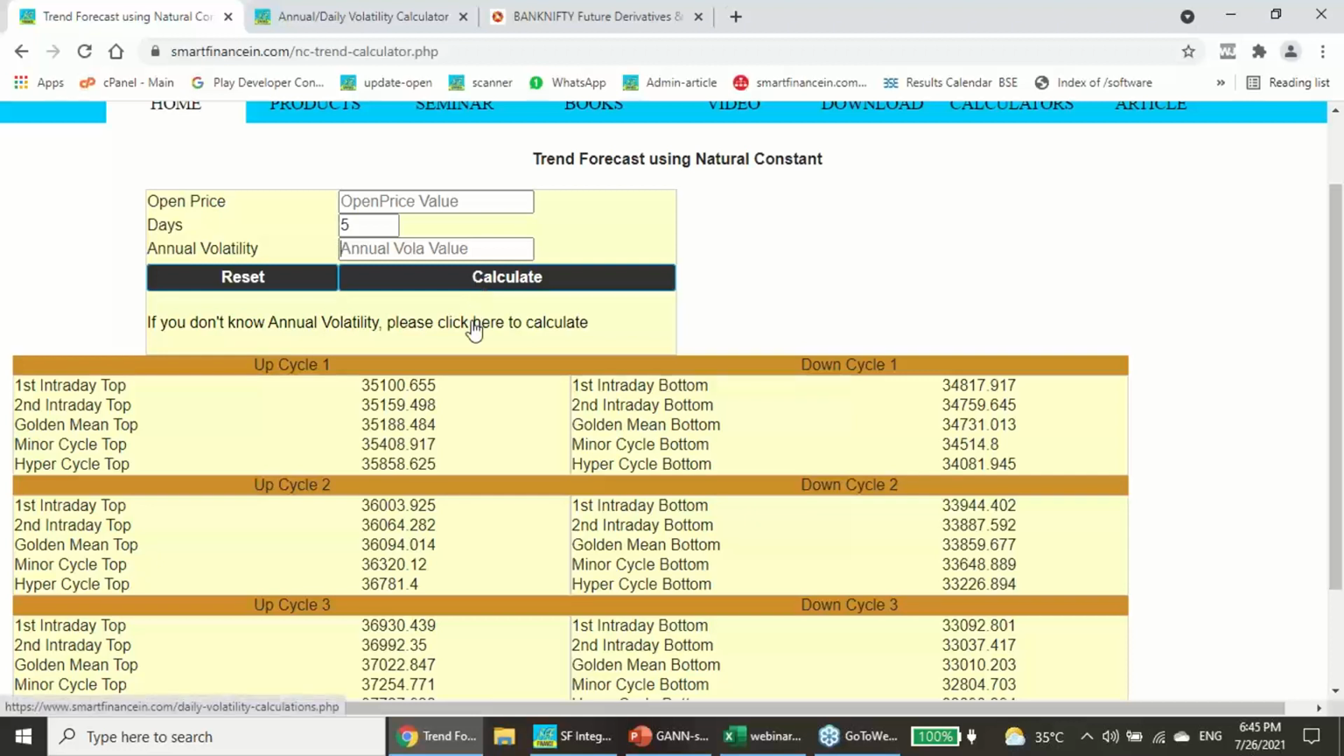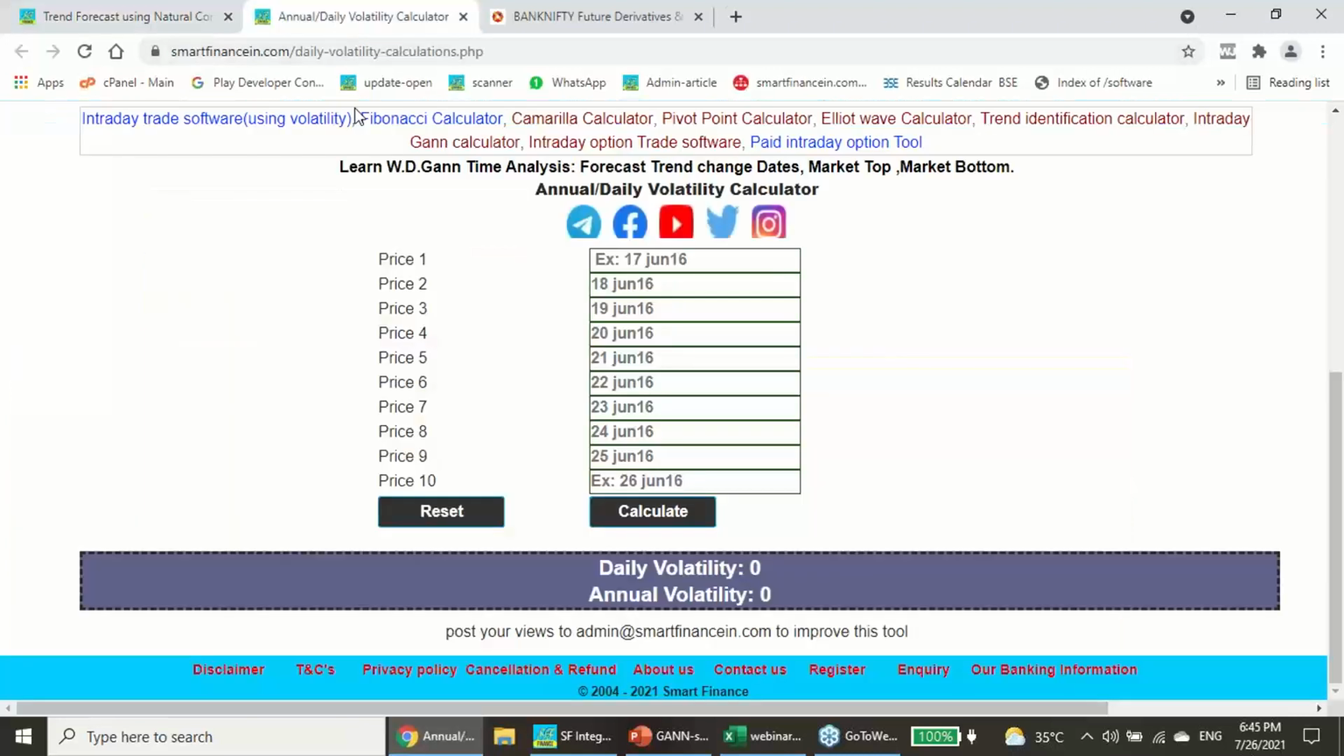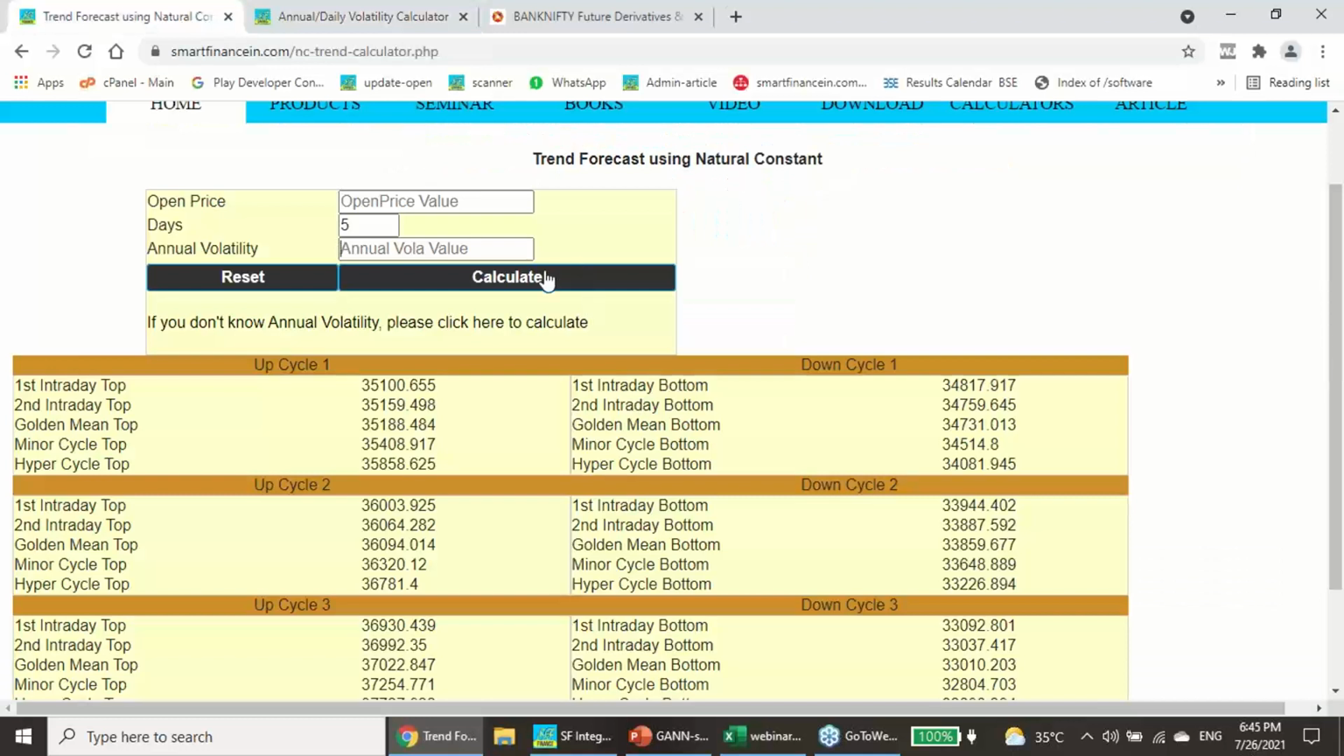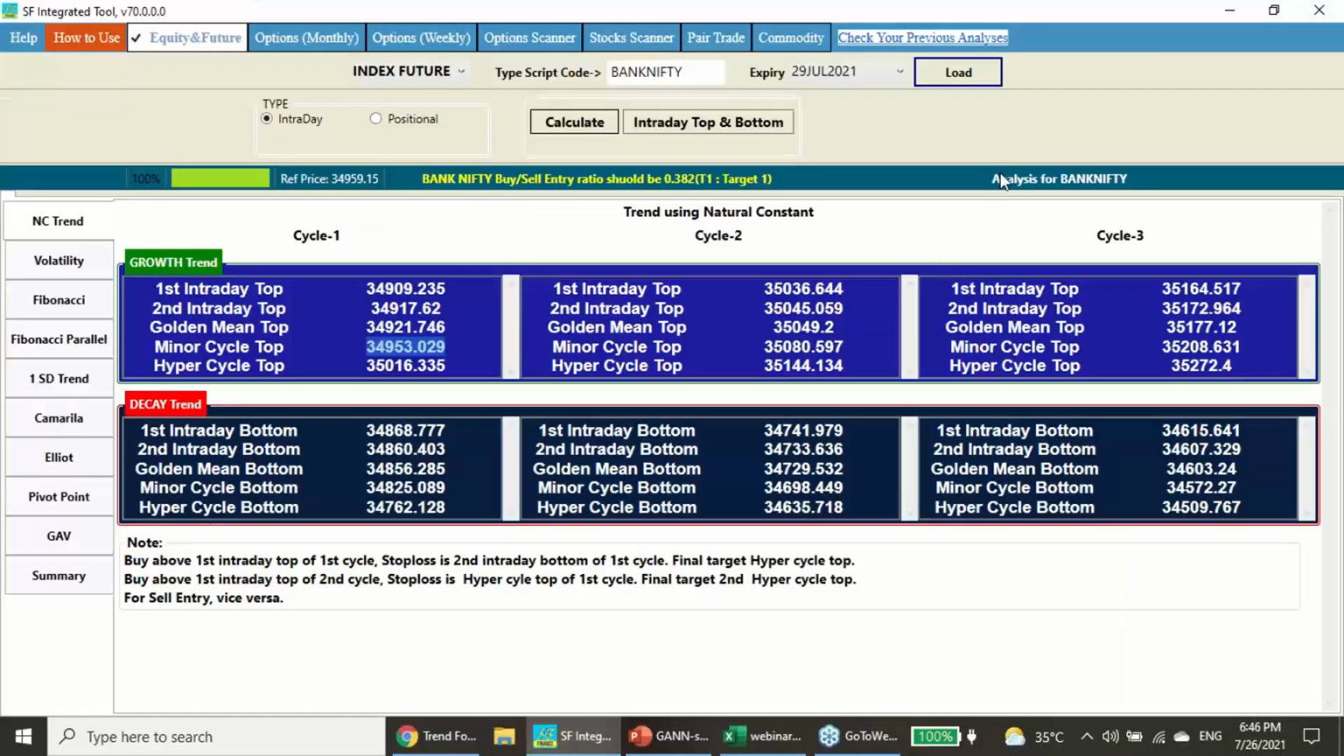Either you can take from NSE side, or a better way will be to calculate it using this annual volatility calculator, using the past 10 days data, and use that annual volatility. You will get the exact or accurate results on this. Those who are the users of the software, I can just tell them here.